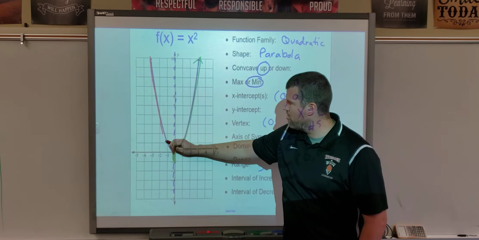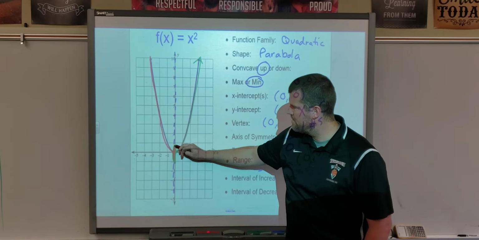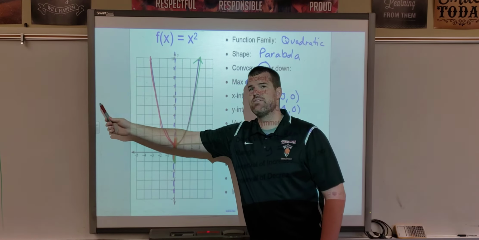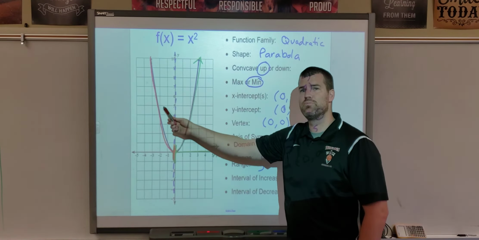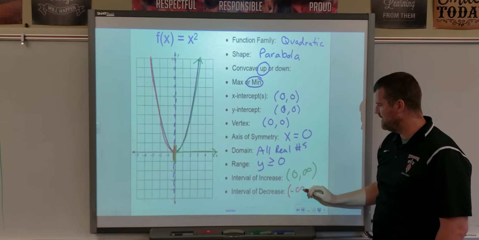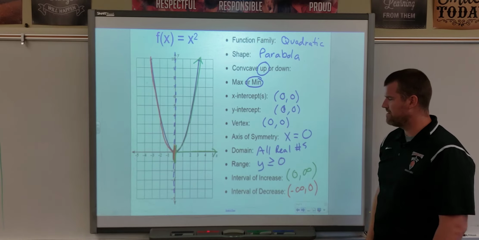But the interval of decrease, this graph decreases all the way until it reaches this point, which is 0. So everything left of 0, no matter where we are on the graph, it will be going down. So the interval of decrease will be negative infinity to 0.